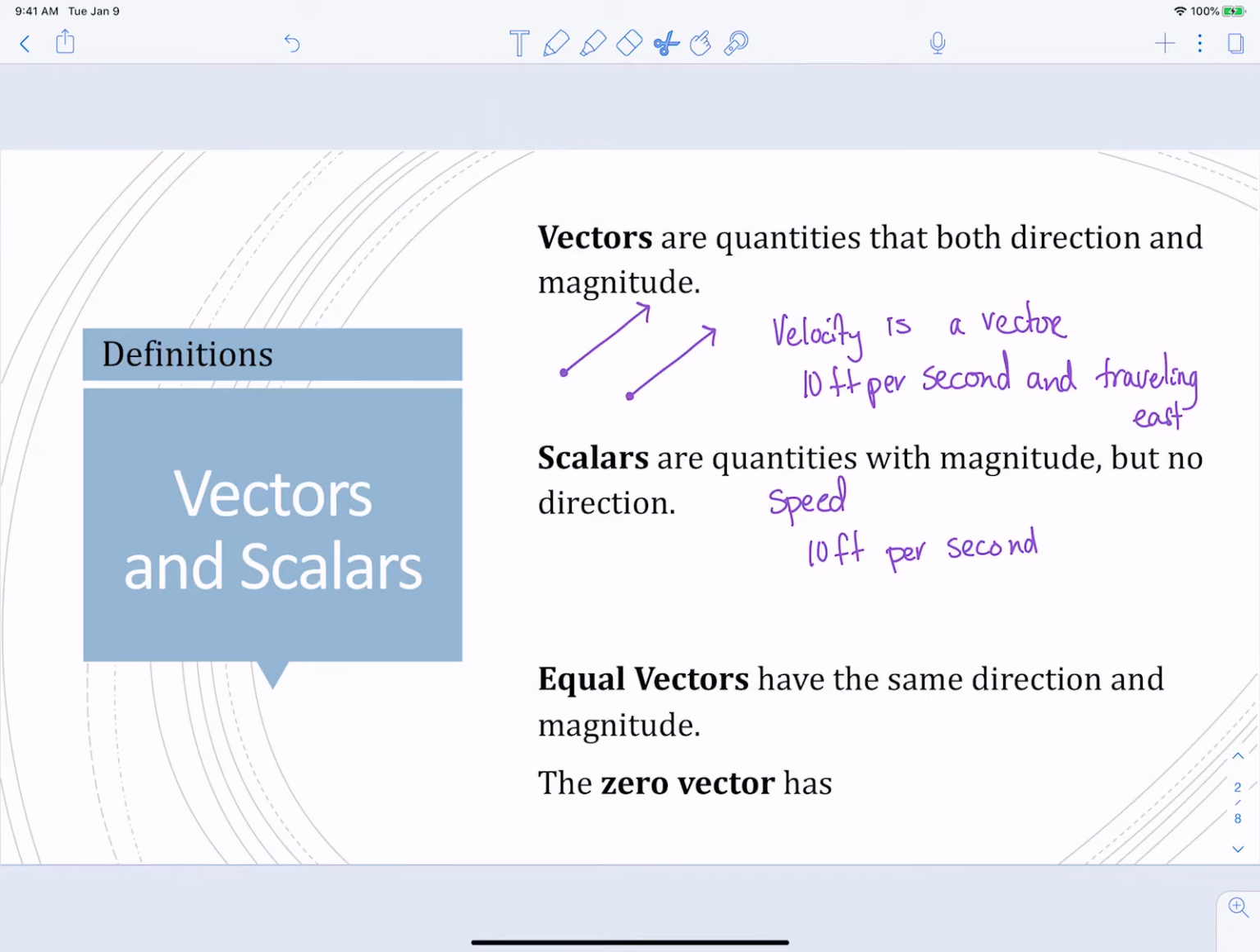The zero vector, that's a little bit of a funny kind of thing. It has, let's make sure with the pencil here, it has length 0 and no direction. It's kind of boring. It's just basically a point. There's the zero vector. It doesn't go anywhere and it has no length.